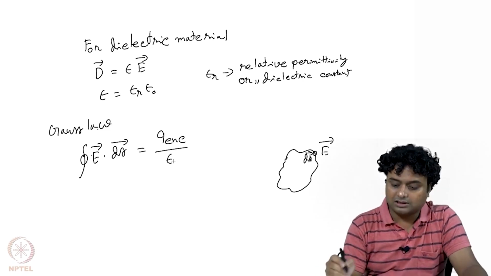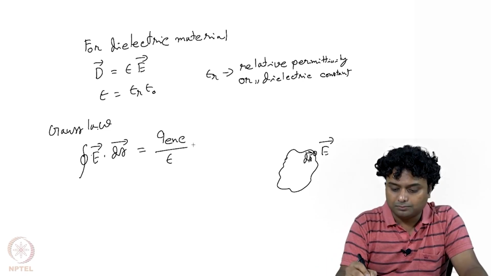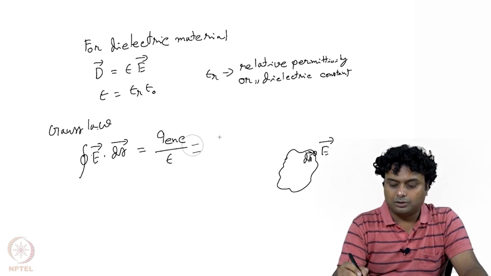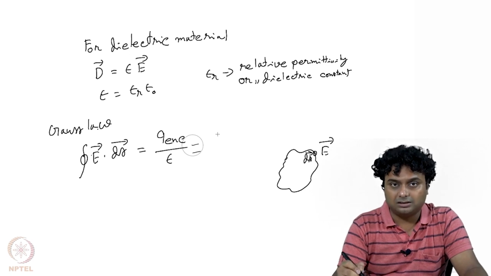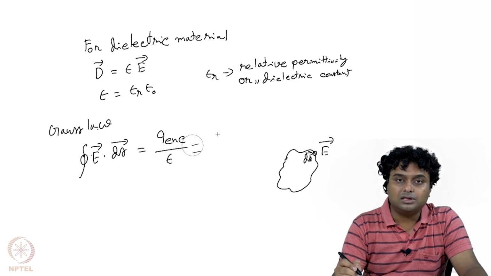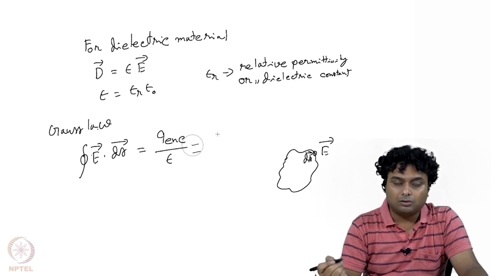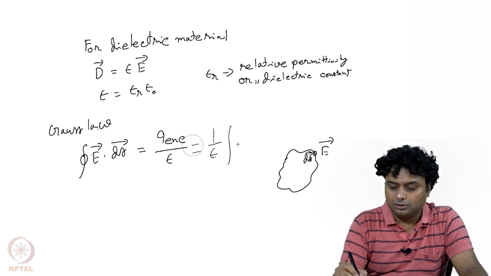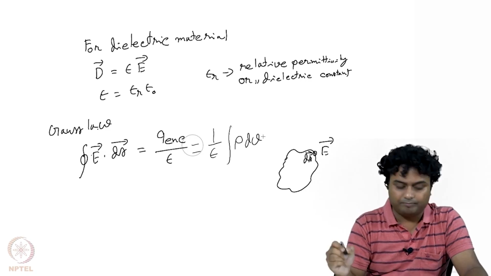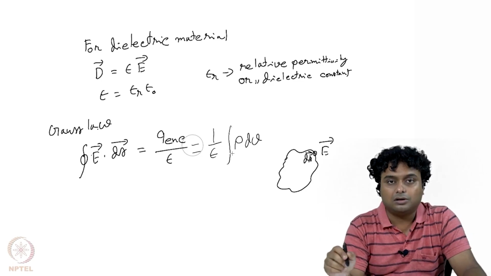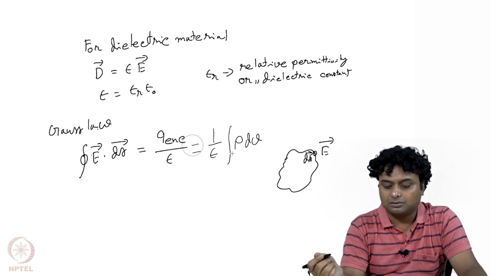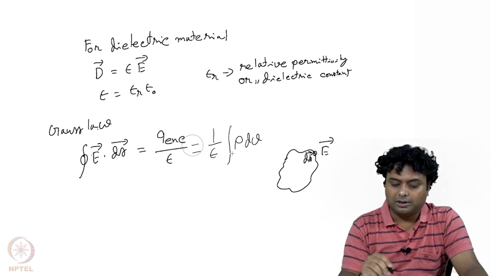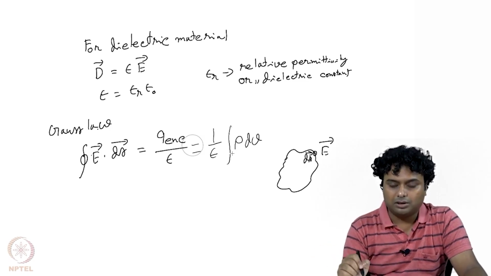Again see that the charge enclosed, q enclosed, is the total charge enclosed, and if the charge density is rho, then q enclosed is the integration over rho dV, right, where dV is the small volume element. So here we can write 1 by epsilon into the integral of rho dV. This equation of Gauss law is the basics of electrostatics, so I am not going into the details of that, but we can use this expression whenever it will be required.